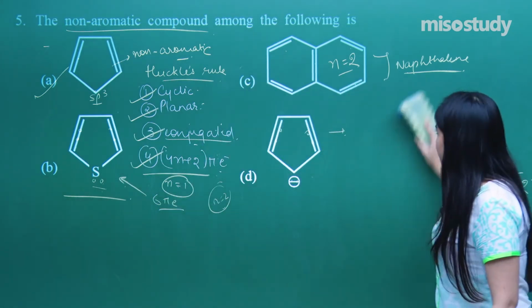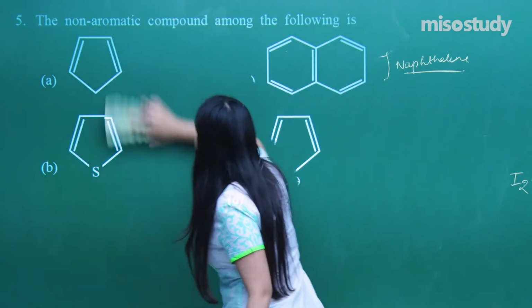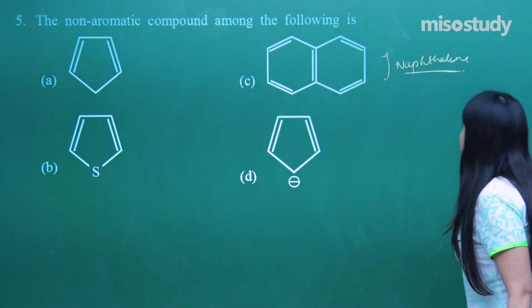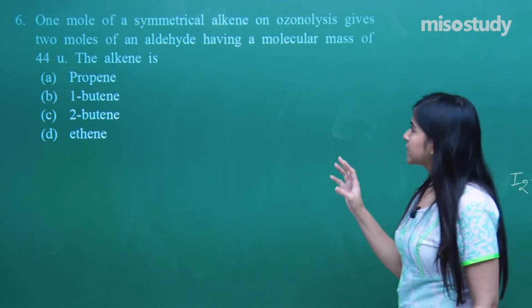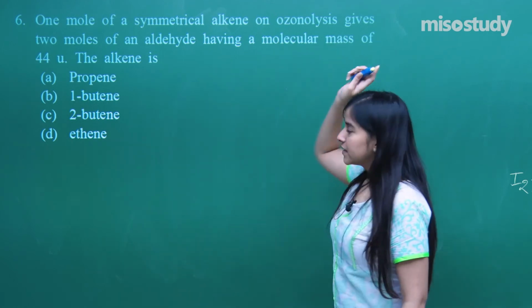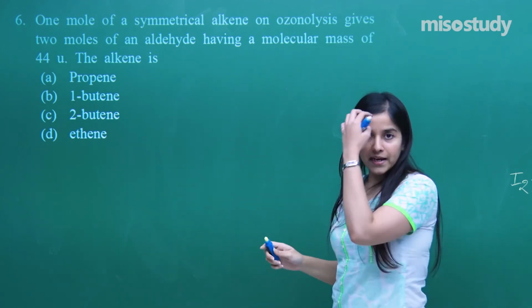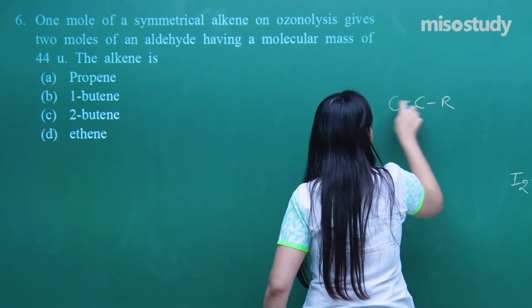So now let's move on. What does the next question say? What do we have next? A very interesting reaction it is. 1 mole of a symmetrical alkene. First of all, I have got a symmetrical alkene. That means it must be somewhat like this.